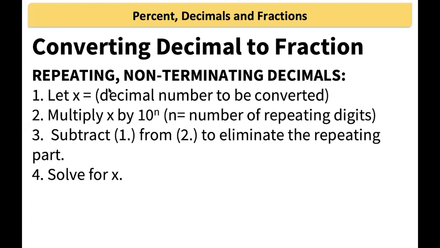Next that you're gonna do is subtract mo yung 1 from 2. Okay? So, mamaya mas makita nyo, madali lang yon. In this way, ma-eliminate natin yung repeating part. And then after that, just solve for x. Ito na lang muna. Kayong sasagot nung kanina.